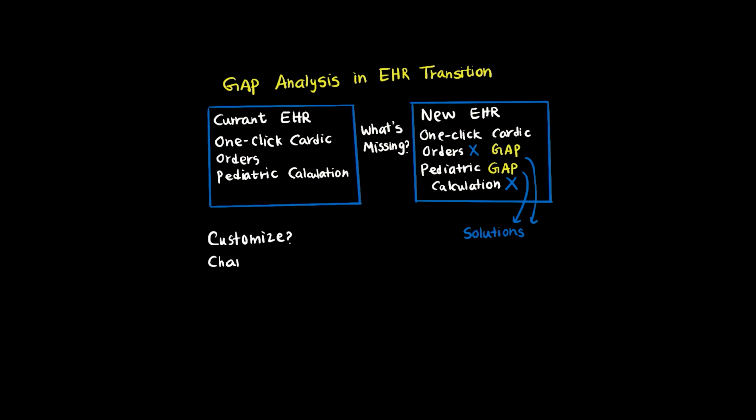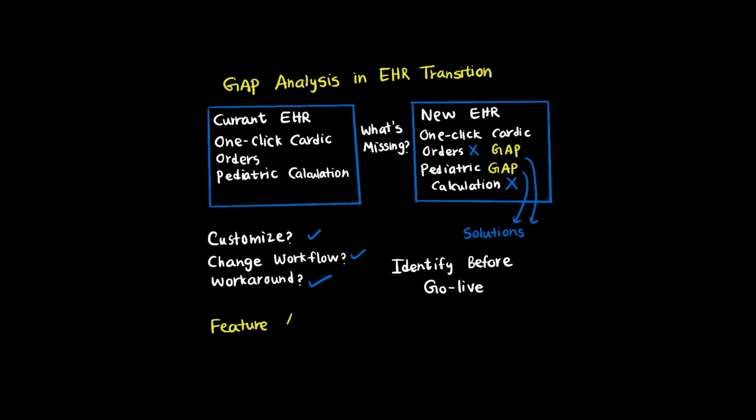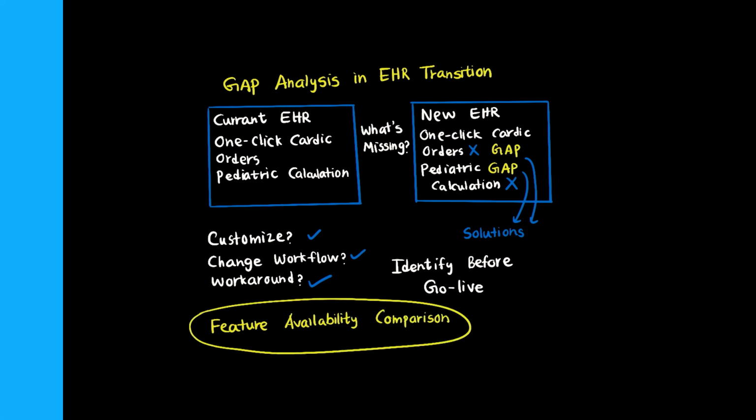These gaps aren't necessarily problems. Sometimes the new system has better ways to accomplish the same goals, but identifying them is crucial for planning. Each gap requires a decision. Can we customize the new system to add this? Should we change our workflow? Is there a workaround? Can we live without it? Without gap analysis, Go Live Day becomes a disaster of discovered missing features and panicked workarounds.